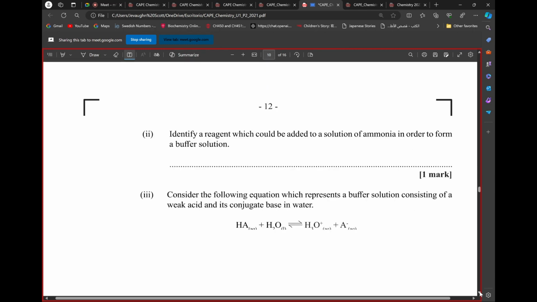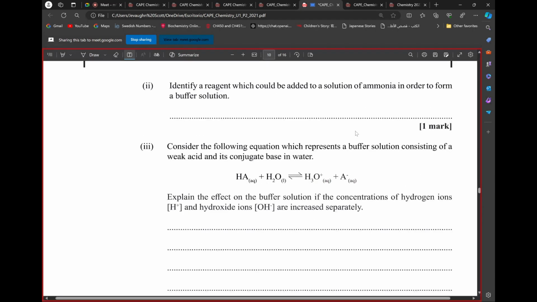Now, what we're called to do is to identify a reagent which could be added to the solution of ammonia in order to form our buffer solution. What's a reagent that could be added to ammonia to form that? Ammonium chloride. Ammonium chloride, lovely. NH4Cl, ammonium chloride. All right.